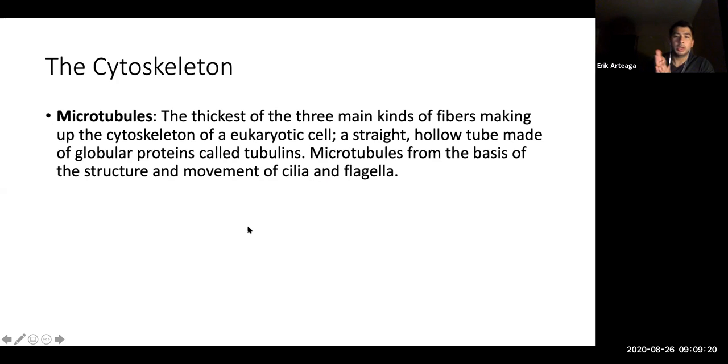So microtubules, the thickest of the three main kinds of fibers making up the cytoskeleton of a eukaryotic cell, a straight hollow tube made of globular proteins called tubulins. So microtubules form the basis of the structure and movement of cilia and flagella. There's a typo right here, okay? So again, microtubules are very, very important.